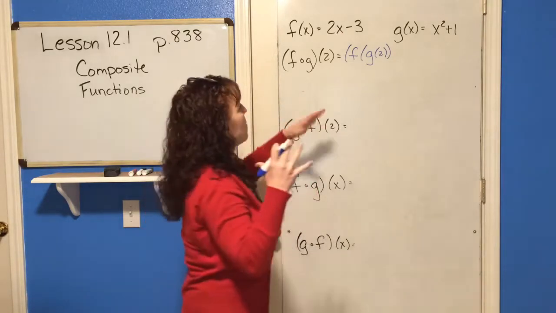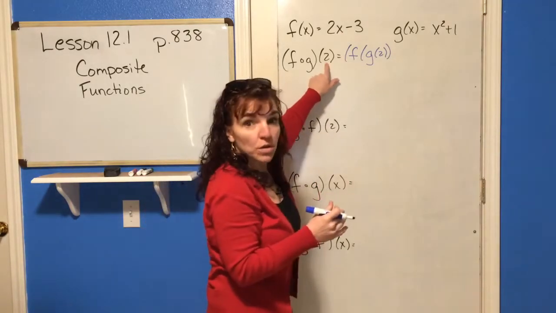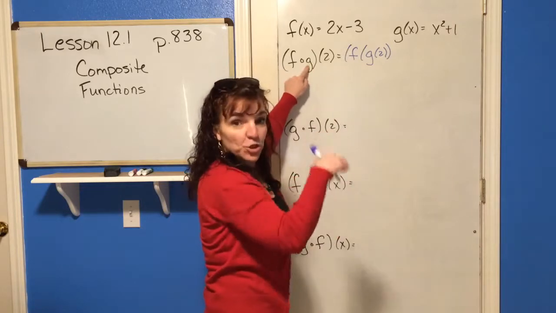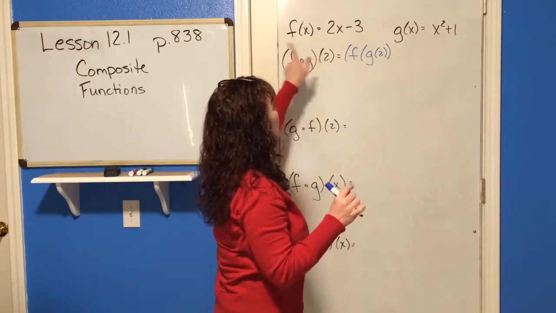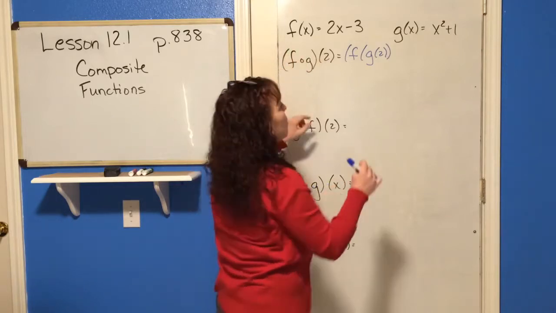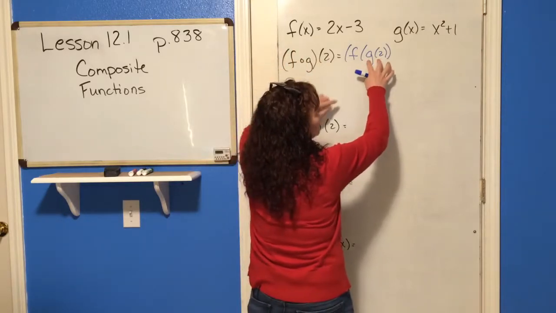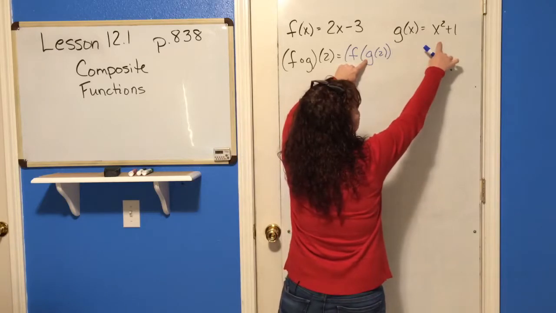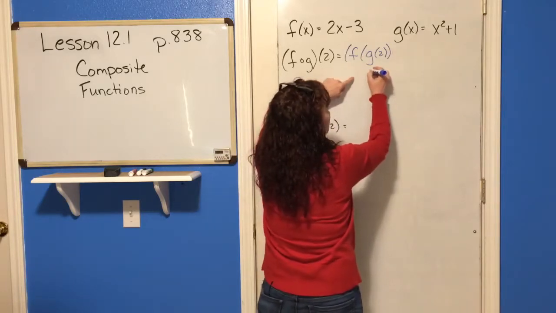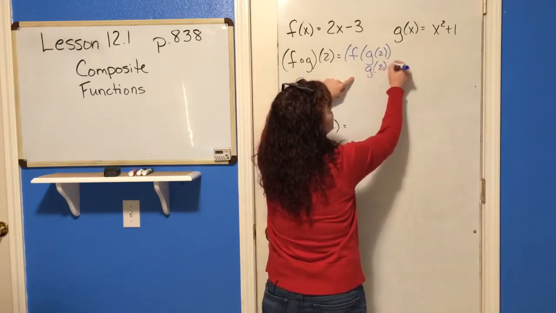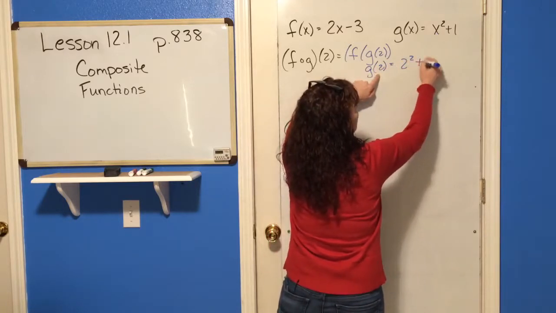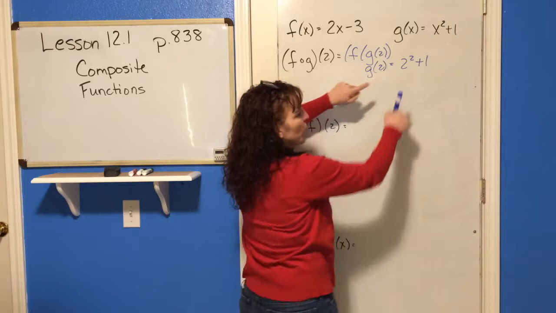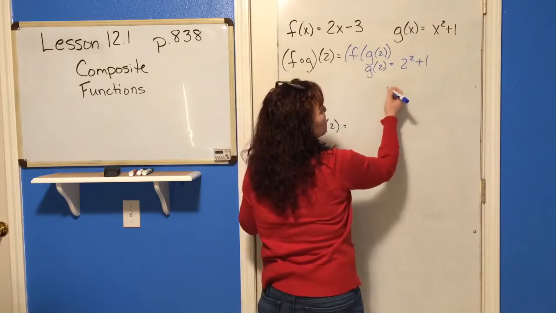All it means is you're going to take 2 and plug it into the function for g. You're going to get an answer, and then you're going to plug that answer into the function of f. So watch how it works. We want g of 2, which is x squared plus 1. So 2 squared plus 1. 2 squared is 4. 4 plus 1 is 5.